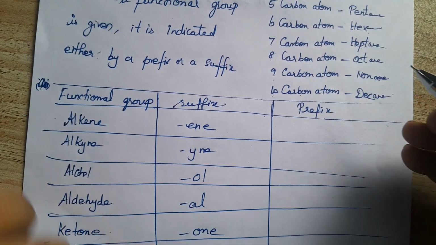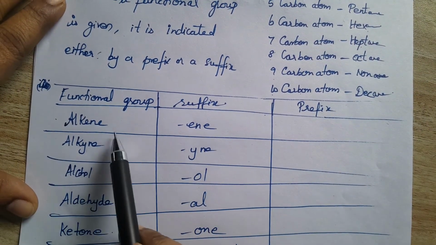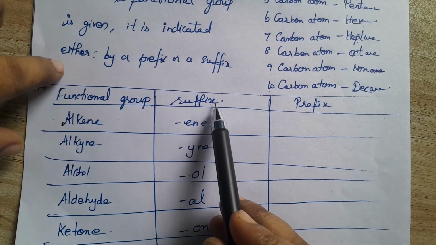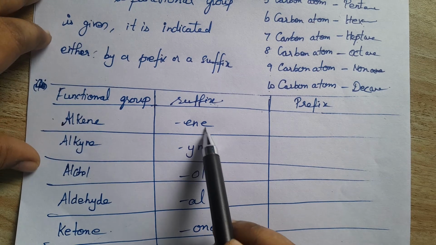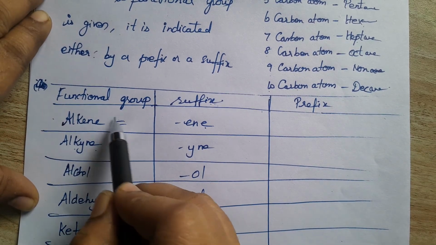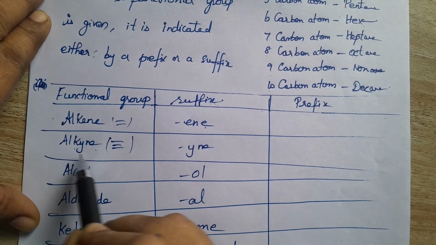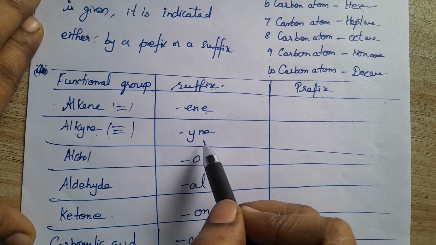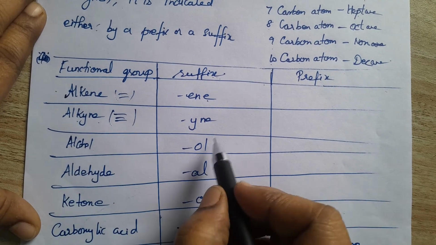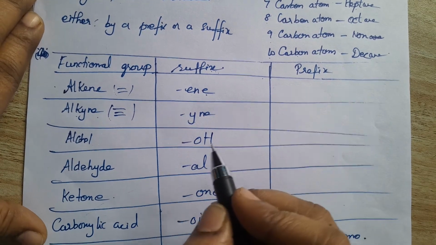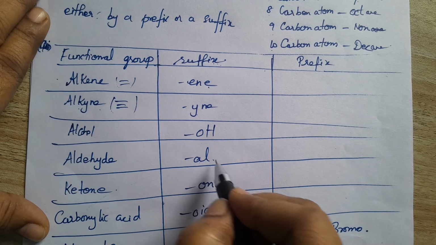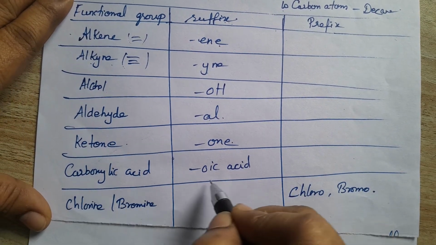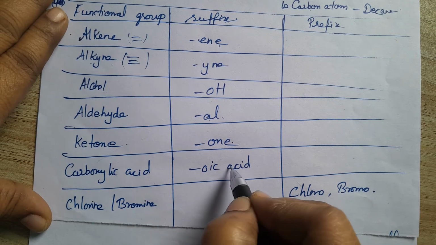So how will you add this? We have just seen alkene, a double bond, which we add in the suffix at the end with ENE, right? Alkyne, triple bond, this is the double bond, this is the triple bond. Alkyne means we add YNE. Alcohol family means OL. Aldehyde means AL, ketone means ONE, carboxylic acid means methanoic acid, ethanoic acid, like that.